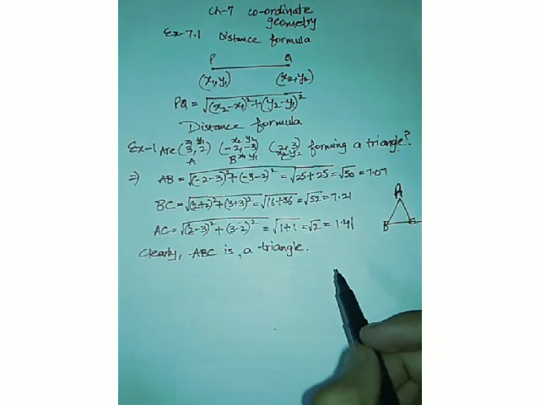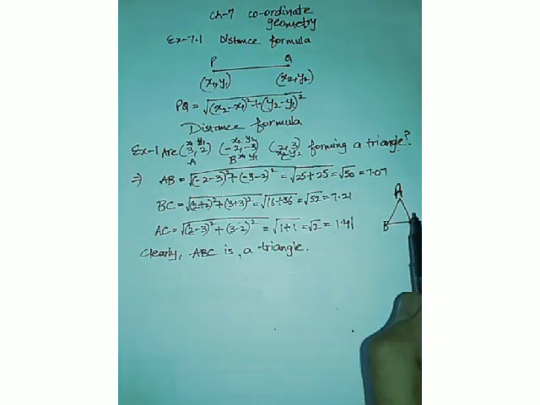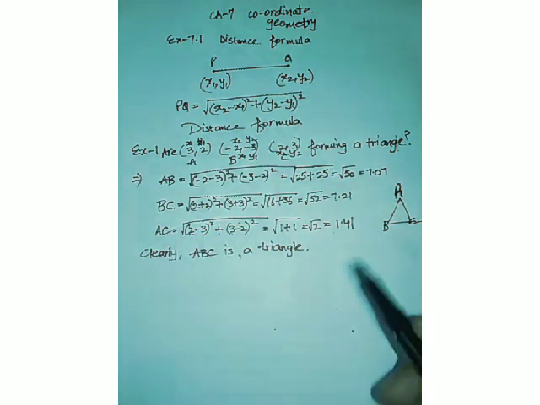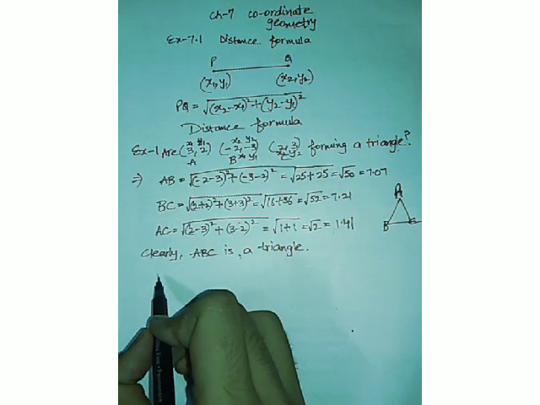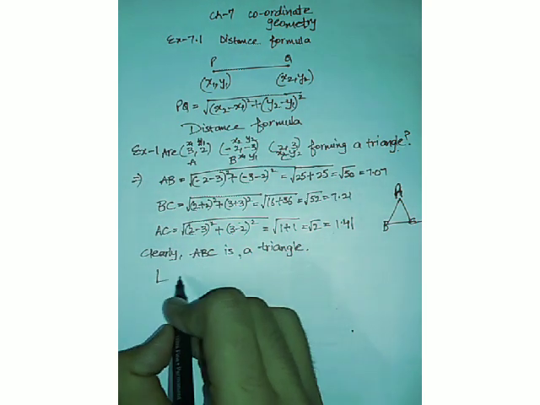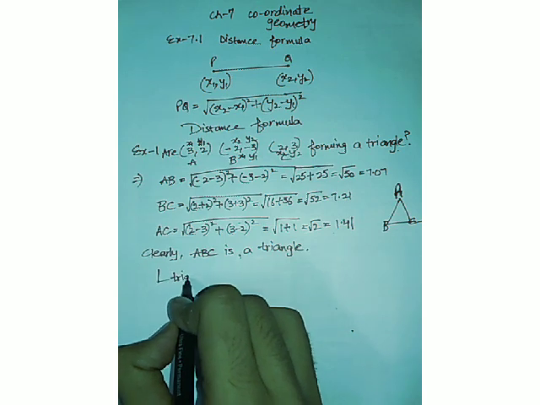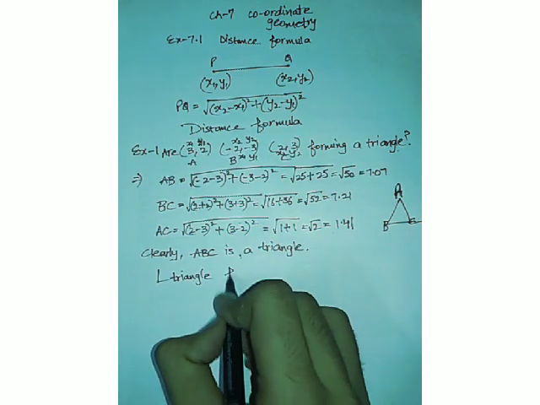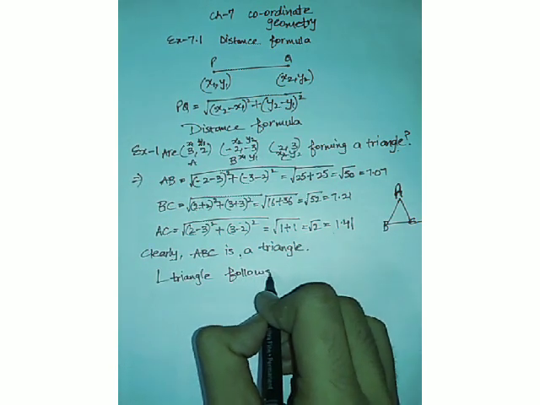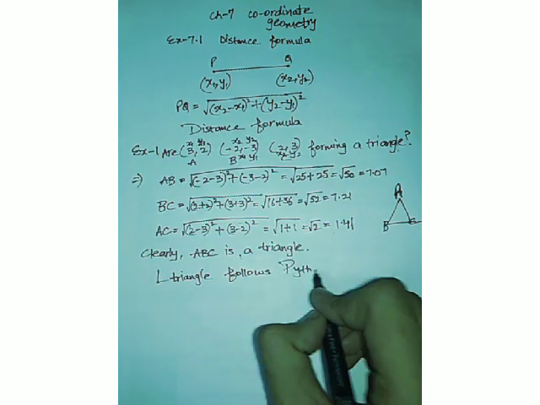All right. Now when you have found that this is a triangle, you have to find what kind of triangle it is. So firstly we know that a right angle triangle follows which theorem? That is Pythagoras theorem.